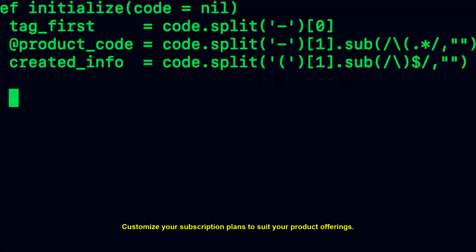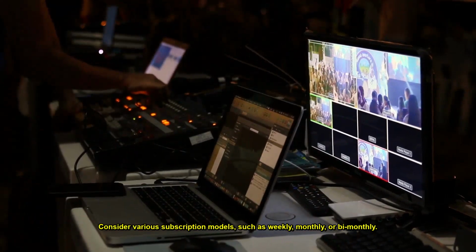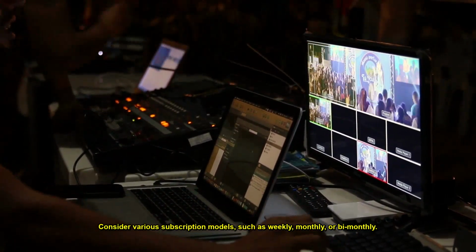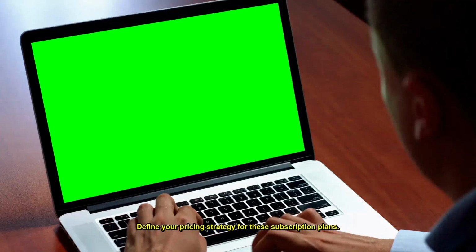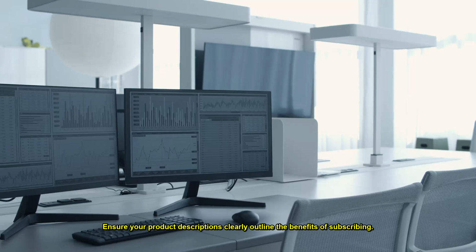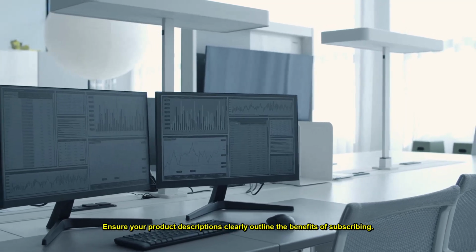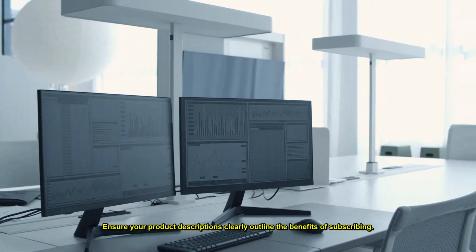Customize your subscription plans to suit your product offerings. Consider various subscription models, such as weekly, monthly, or bi-monthly. Define your pricing strategy for these subscription plans. Ensure your product descriptions clearly outline the benefits of subscribing.